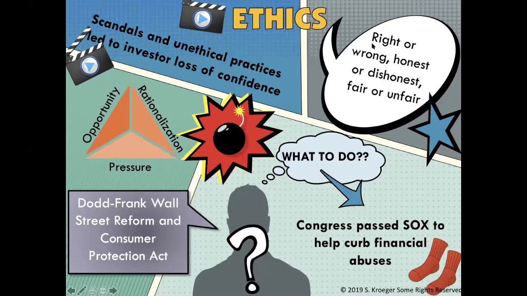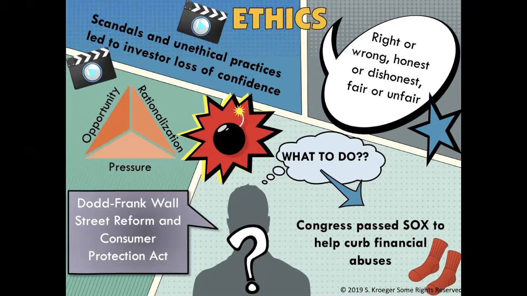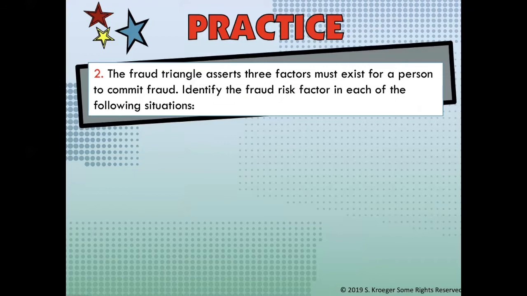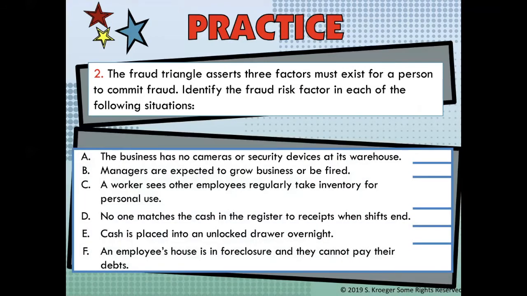We are going to practice looking at some scenarios that involve the fraud triangle next. This is question number 2 on your classwork. There are 6 scenarios, and you need to identify which of the 3 factors of the fraud triangle these apply to: opportunity, pressure, or rationalization. Once again, you should pause this video now and try these on your own first.